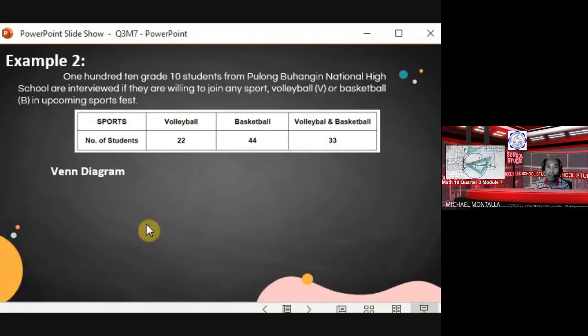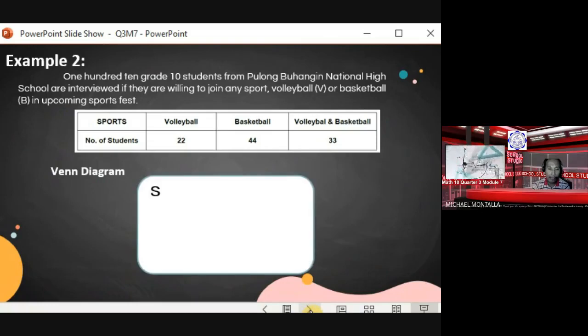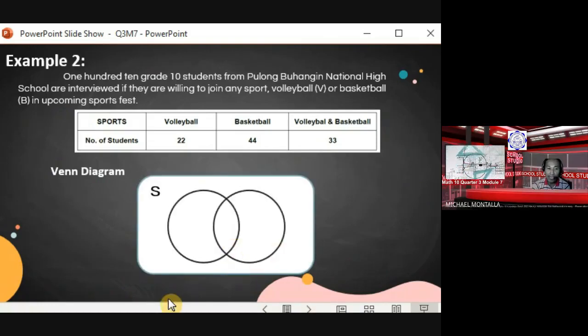Para makita natin yung ating problem, mas maganda kung nakagawa yan sa Venn diagram. So let's try to put it in our Venn diagram. At sa Venn diagram natin, gagawa tayo ng dalawang overlapping circles. Okay? Kasi may common, may both. May both basketball and volleyball. Okay. So, we have event V, volleyball, and this is B for basketball. Okay? So, ang una natin gagawin dyan, mayroon tayong 22, mayroon tayong 44, at mayroon tayong 33.